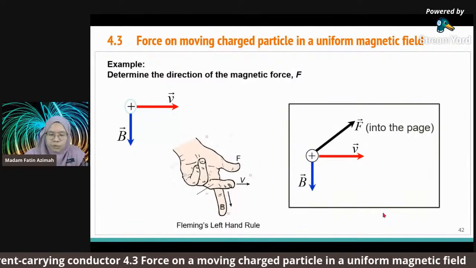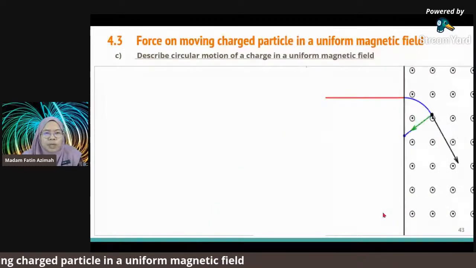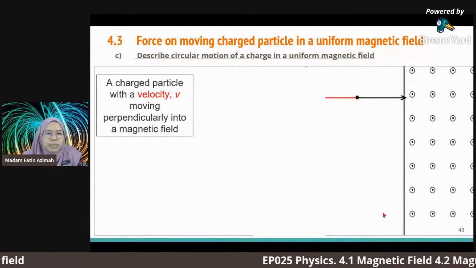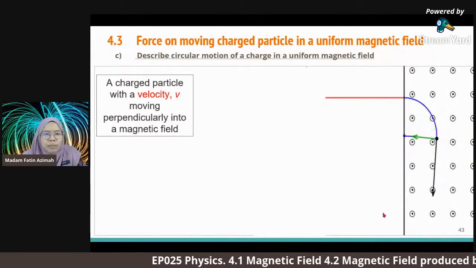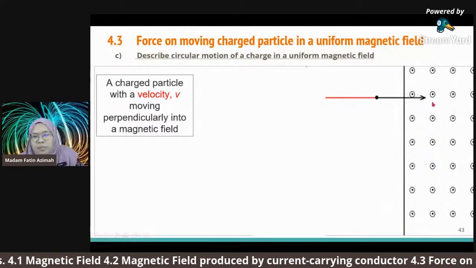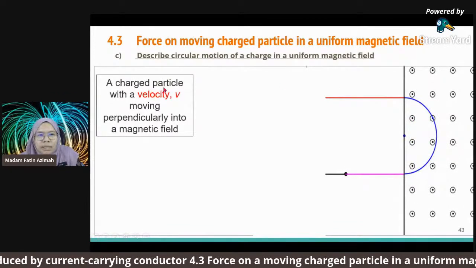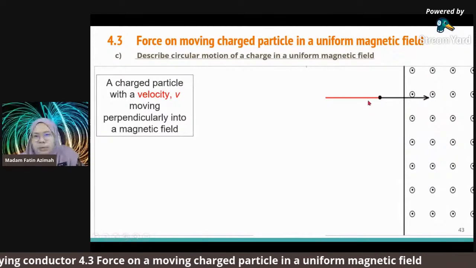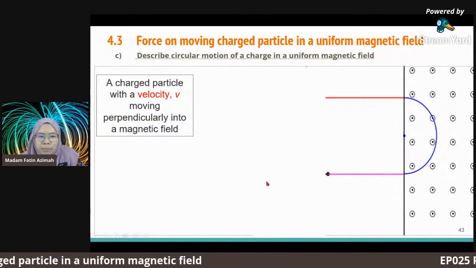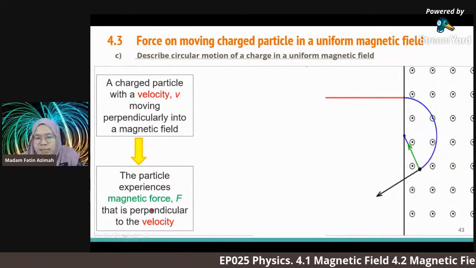Then we go to the next one, which is to describe circular motion of the charge in a uniform magnetic field. Consider we have a charged particle with a velocity moving perpendicularly into a magnetic field. Here we have dotted circles, meaning we have uniform magnetic field coming out of the page. And then there is a charged particle. The black arrow is the velocity, going perpendicular into the field. What happens when a charged body with a velocity moves into a field? It will experience magnetic force.